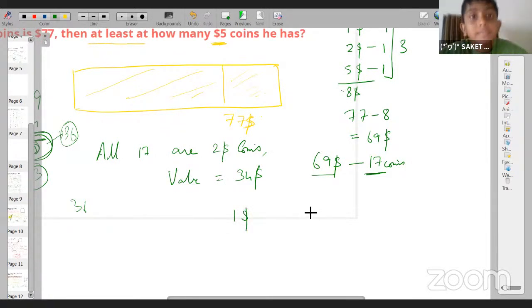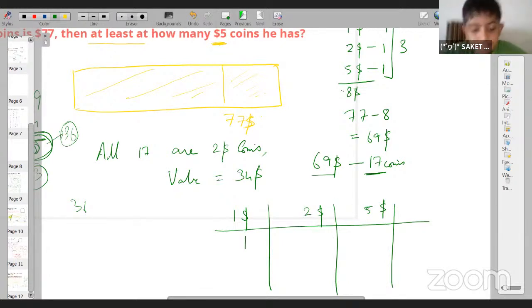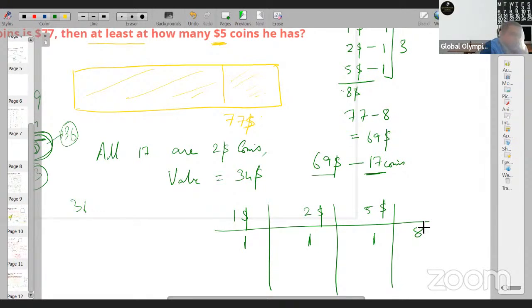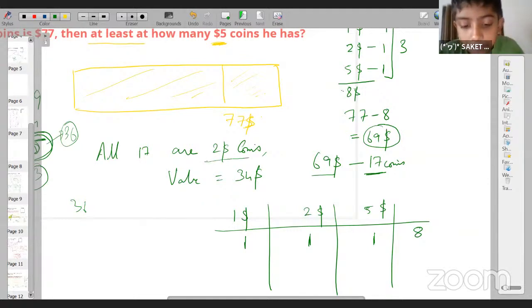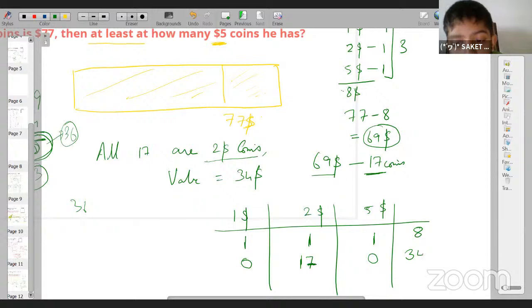Before we lose track, let's write all the things, okay? And we have a $5 coin here. Initially we already had one of each, correct? And that gave us $8 here, right? Then we said that in order to get to 69, if all were $2 coins, we put all $2 coins, which is the remaining 17 $2 coins. These two were zero at that time. This was giving us $34. So 34 plus 8 is 42, and we need to reach 77. That was 35 more we require.